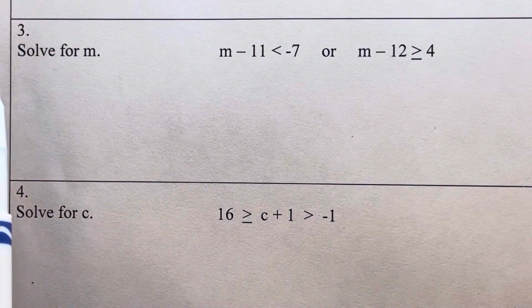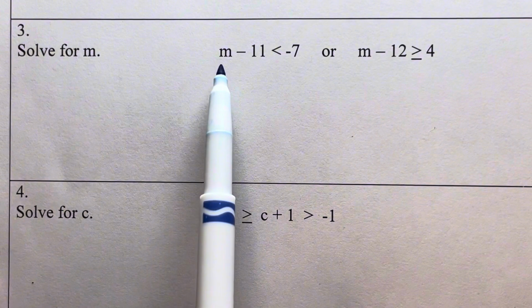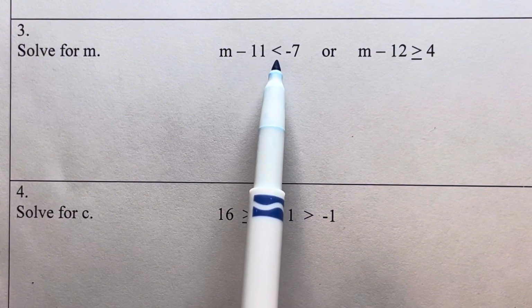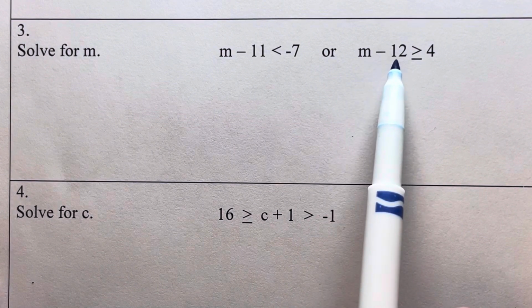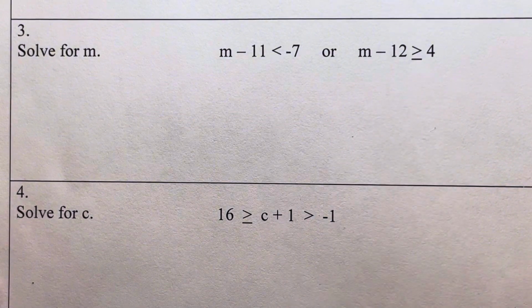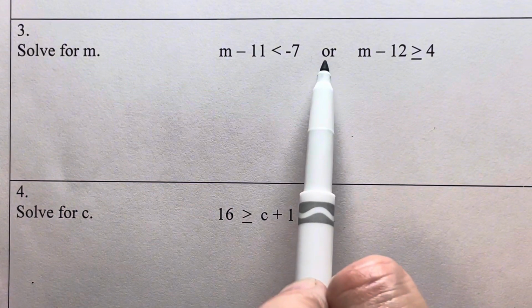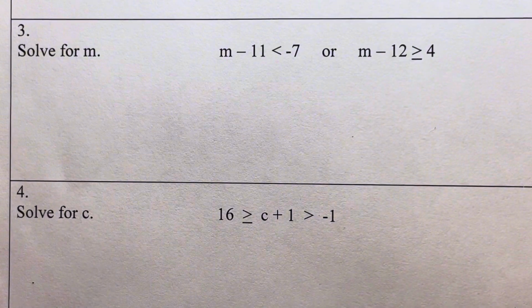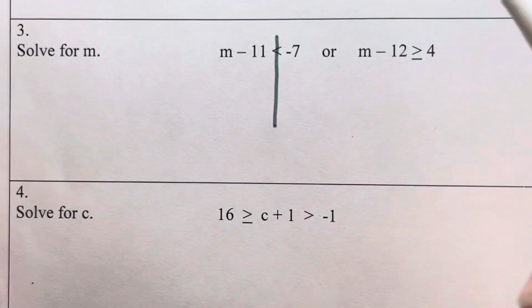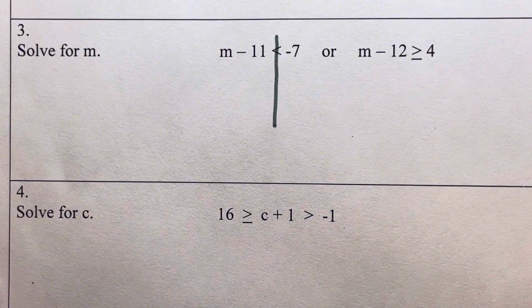Example 3. Solve for m, where m minus 11 is less than negative 17, or m minus 12 is greater than or equal to 4. This compound inequality is an or statement, so I have two completely separate inequalities. So let's begin the process of solving the one that's on the left.